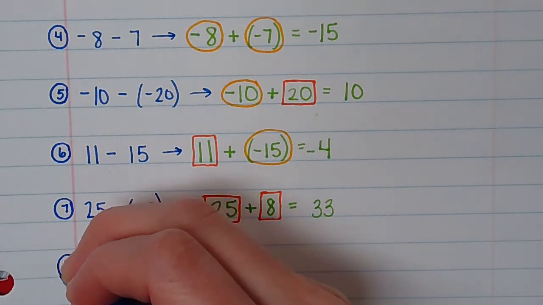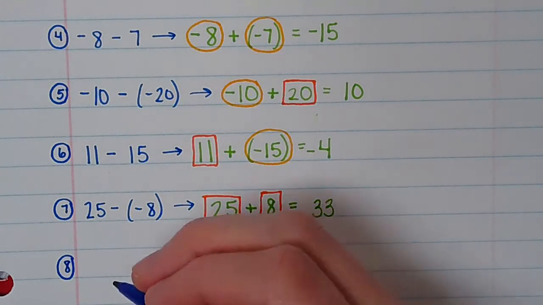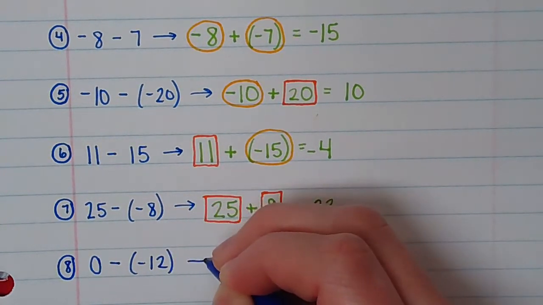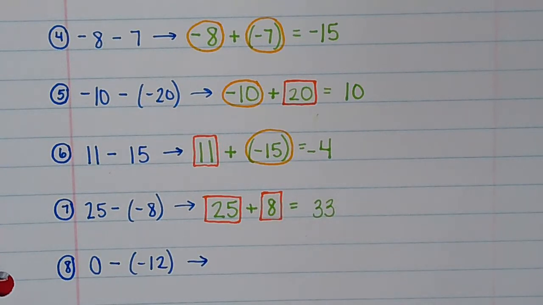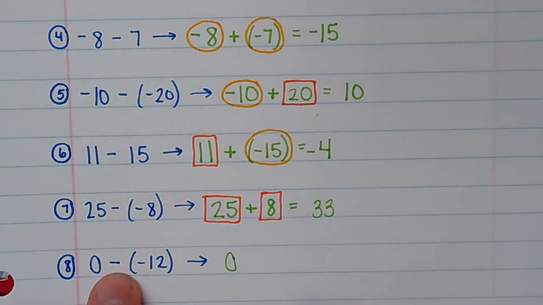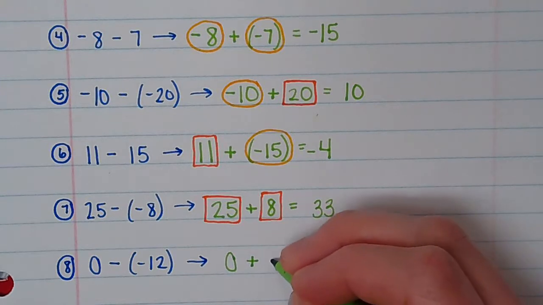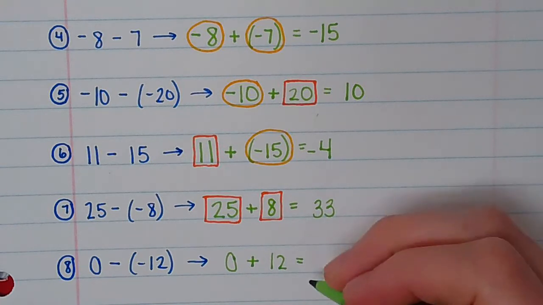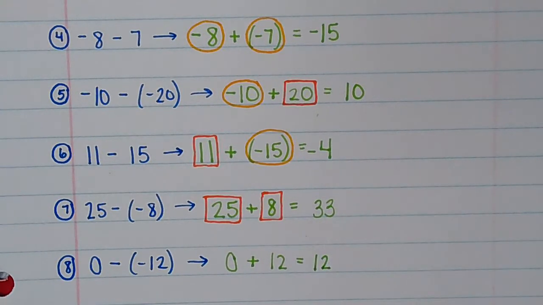All right, last one. 0 minus negative 12. All right, what am I going to keep? I'm going to keep the first number, so I'm going to keep 0 the same. Change this minus to a plus. Change this negative 12 to a positive 12. All right. 0 doesn't really have a sign, so I can't really circle it if it's positive or negative. But think about it. It's just 0 plus 12. 0 plus 12 is going to give me 12.